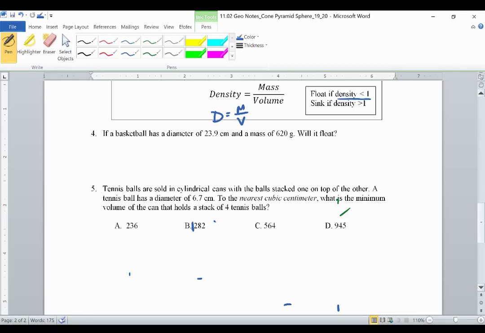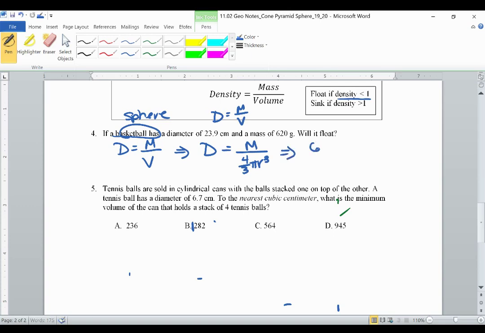Number 4 says, if a basketball has a diameter of 23.9 centimeters and a mass of 620 grams, will it float? So let's find the density. So density equals our mass over our volume. So we know that this is a basketball, so that would take the shape of a sphere. So our mass over the formula for our sphere is 4/3 pi r cubed.